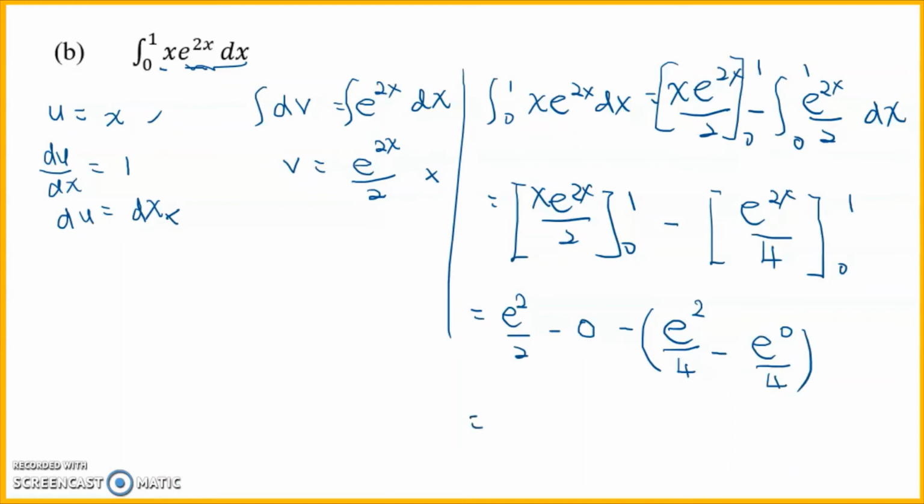So the final answer will be e to the 2 over 2 minus e to the 2 over 4. So that gives us e to the 2 over 4, and minus minus becomes plus. E to the 0 is 1, so plus 1 over 4. So this will be the answer for this problem.